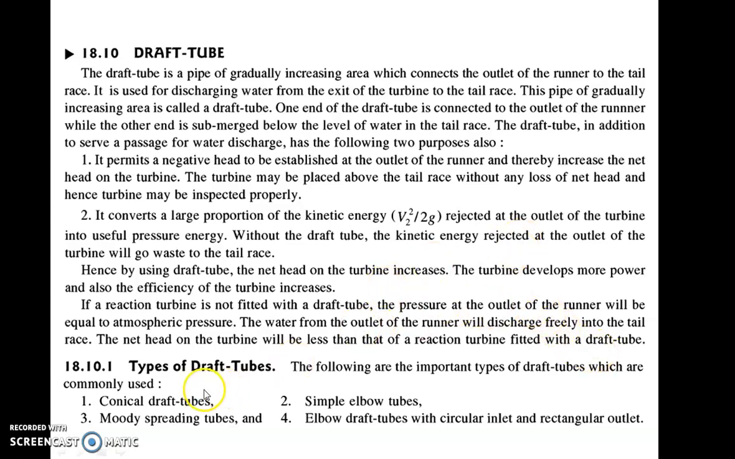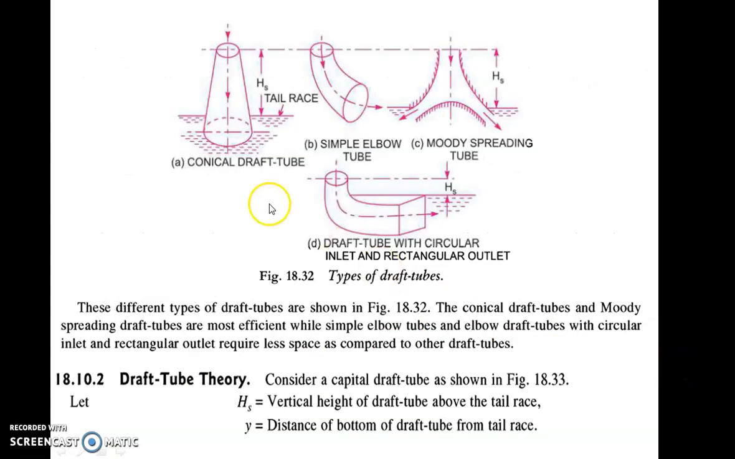Now there are some types of draft tubes. Let us see quickly which are the different types of draft tube. So this one is called a conical draft tube. It is the most widely used type of draft tube. As we see, the draft tube function is to decrease the pressure. Negative pressure you are getting here, at the outlet of the runner.